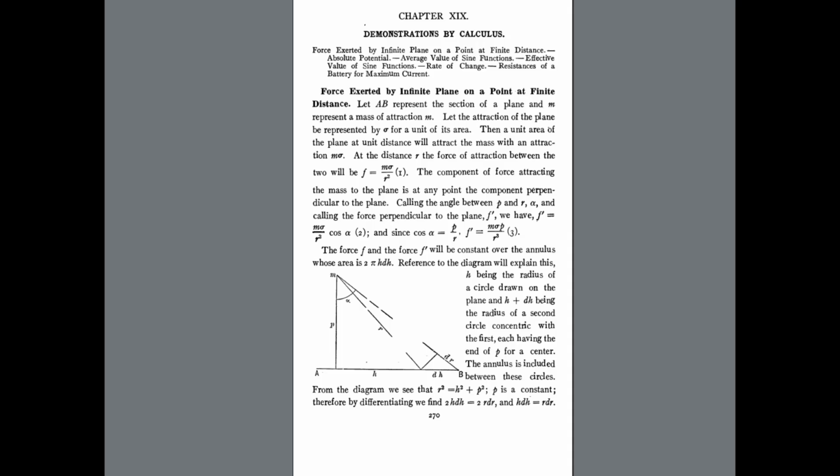Since the original force is m sigma divided by r squared, the perpendicular force is m sigma divided by r squared multiplied by cosine alpha. But from the geometry of the triangle, cosine alpha equals the perpendicular distance p divided by the sloping distance r. Consequently, the perpendicular force becomes m times sigma times p divided by r cubed, and very familiar in modern vector calculus.